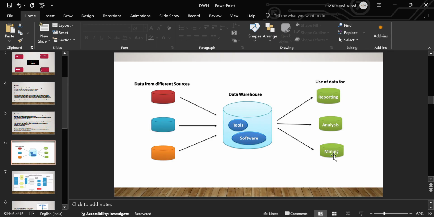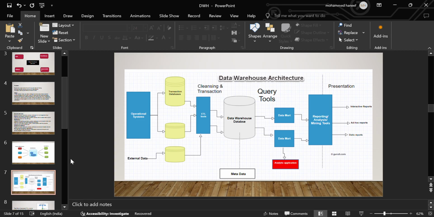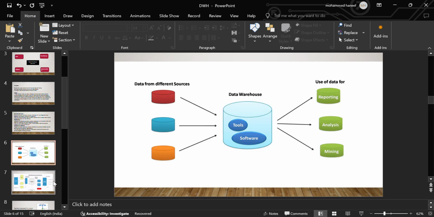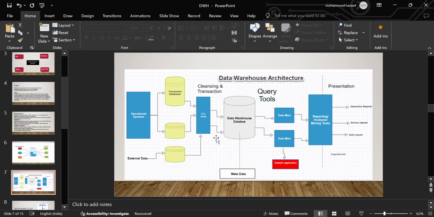Similarly, I have taken another screenshot, which defines a lower level. The above screen is the higher level, and this one is a lower level. If you see here, you have operational systems data and external data, and here you will have the transaction database and files, depending.